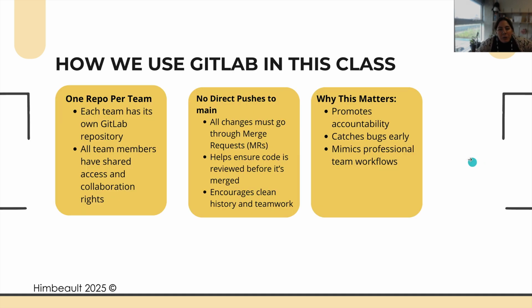So in this class, the way that we actually use GitLab is that each team will have its own GitLab repository within our group. So we have like a winter 2026 group. And all team members are going to have the same shared access and collaboration rights within your team's repository. If you go and check out the project overview documents, it will tell you how to name your GitLab repository. Make sure you're doing everything sort of above board.